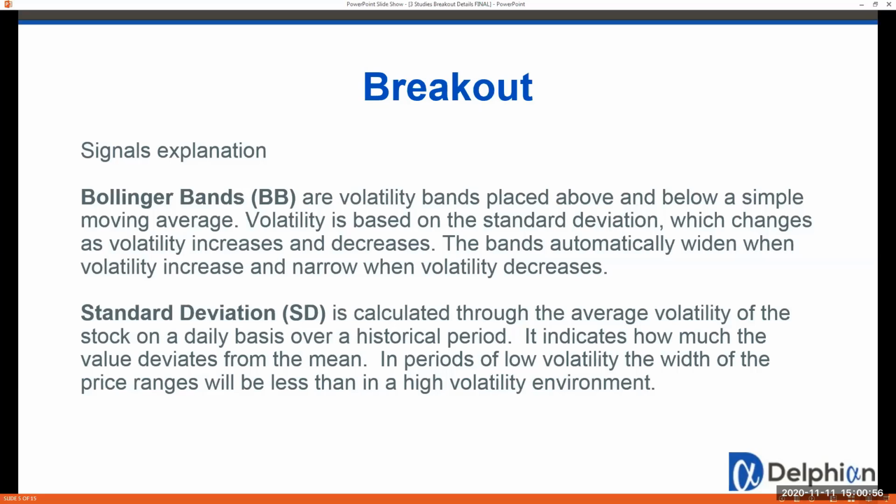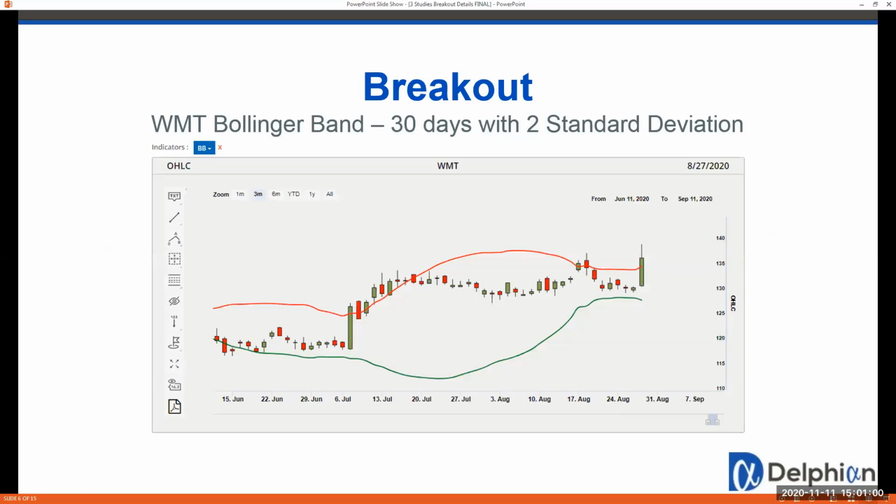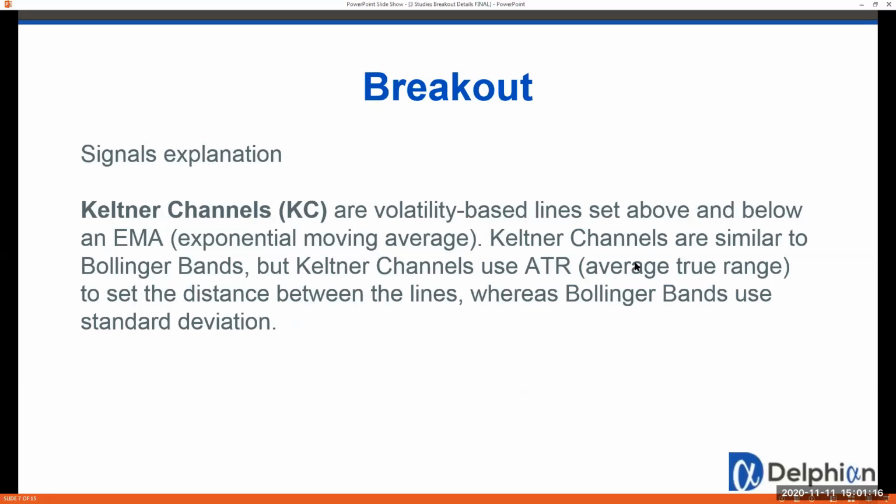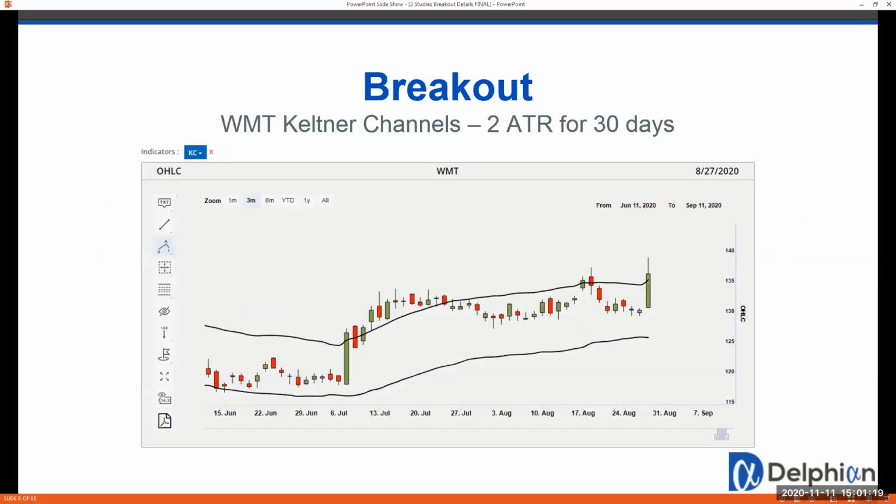Josh went over the Bollinger Bands. He went over standard deviation as well, so I won't take too much time there. But we can look at the first one: I'm looking at the Bollinger Band, 30 days, 2 standard deviation. You can see here's the date where it broke above and closed above that price, right here on that Bollinger Band. And then Josh also talked about the Keltner channels. Here, on this day, we're looking at it breaking and closing above that 2 ATR for 30 days on the Keltner channel. And again, I'm looking at Walmart as well.